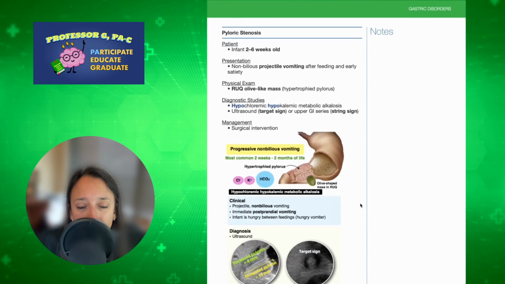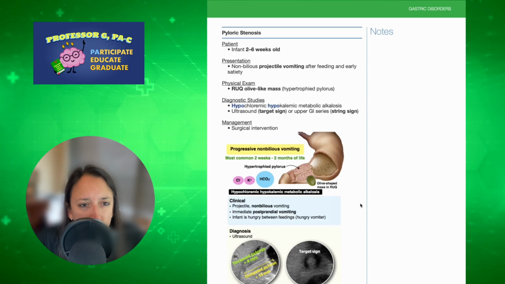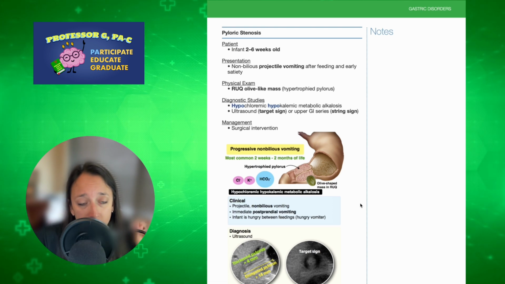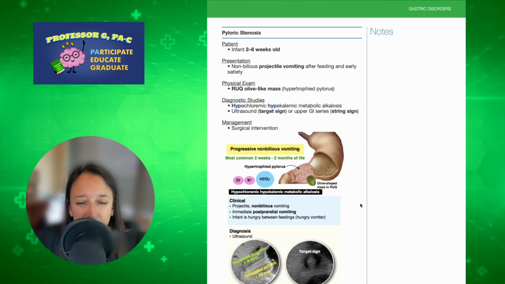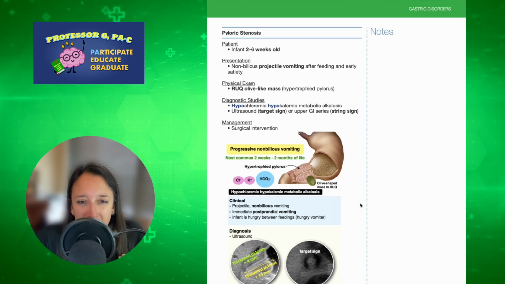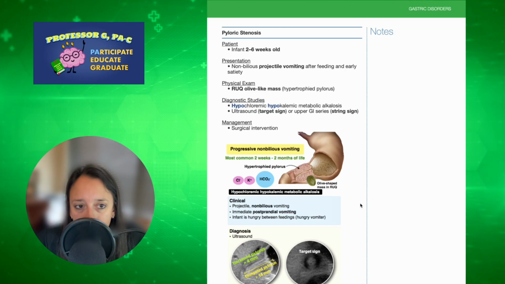All right, pyloric stenosis. Pyloric stenosis is a pediatric illness. Okay, so we're going to see it in infants, usually very, very young infants, 2 to 6 weeks old. They're going to have this non-bilious projectile vomiting. We're talking about projectile across the room. It's usually after feeding, and they get full pretty quick, and they get this unwell. They have this projectile vomiting, and then they're ravenously hungry again.